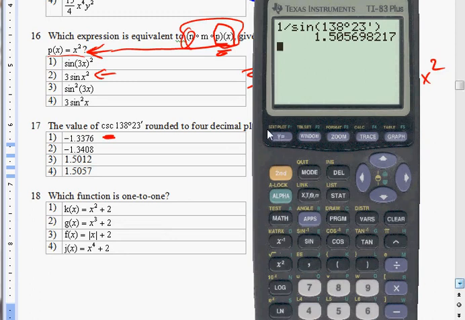You got 1.5056, and the question says round to the nearest 4 decimal places. So the 4th decimal place is this 6, which rounds up to 7: 1.5057. So that is choice 4.